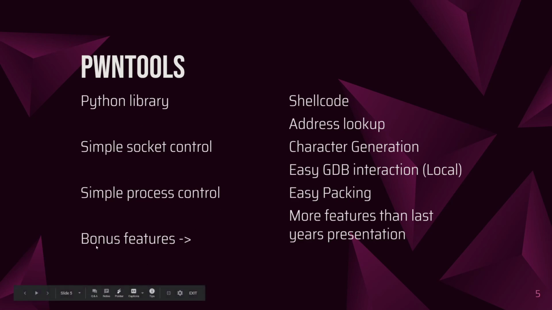And there are lots of bonus features that Pwn Tools has: shellcode, address lookup, character generation, easy GDB interaction, for local binaries only, of course. You can't connect to something remote and then say, hey, GDB attach to it. That's not how that works. Easy packing: in-memory data is stored in Little Endian, but usually we interact with stuff regularly, like Big Endian. I'm not sure that's the correct way to refer to it, but you usually need to pack your values.